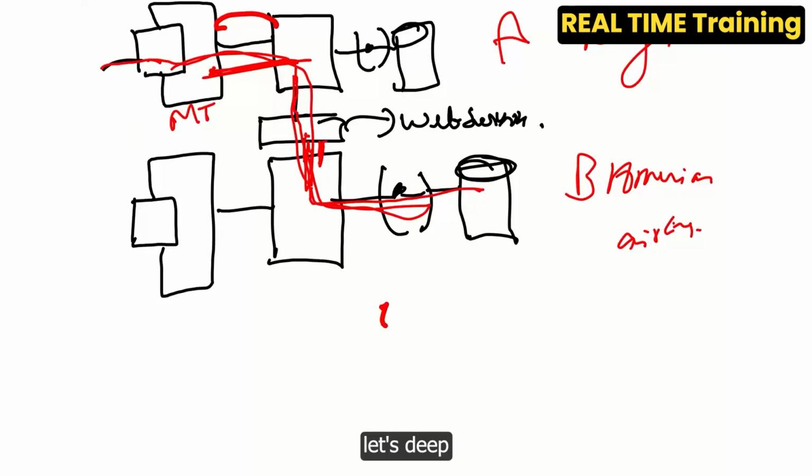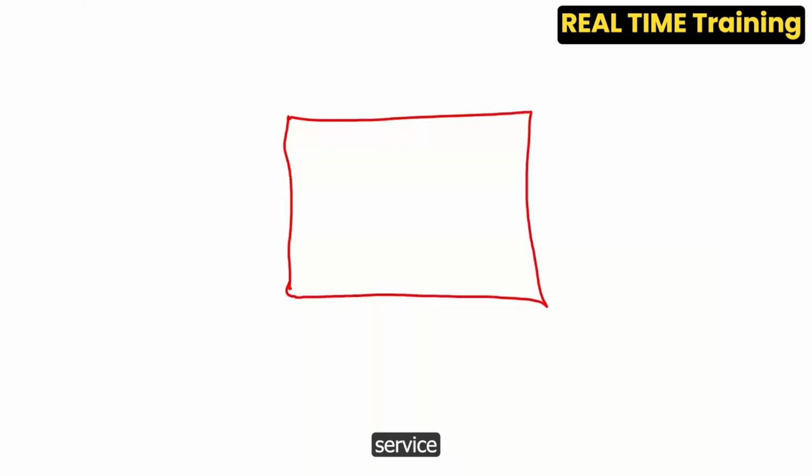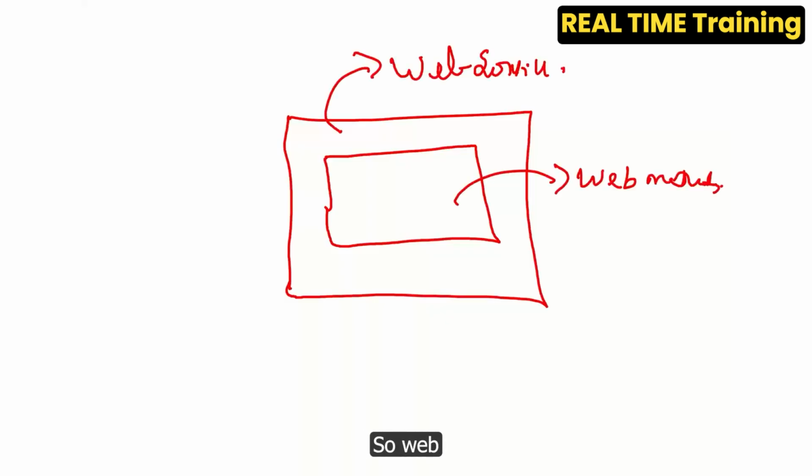Okay, now let's deep dive into web service itself. This is a web service, and a web service will consist of web methods. It is made out of web methods. The web method is the brain behind, or the content of the web service. It will help the web service to facilitate that interaction between these two applications, right?